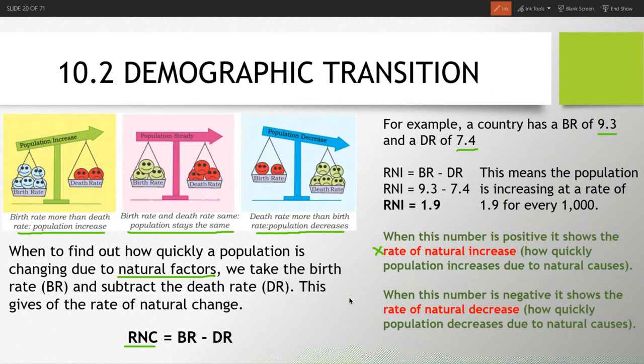You could also, depending on the situation, end up with a negative number. If your birth rate was lower than your death rate, you would end up with a negative number, and that would actually result in a rate of natural decrease or a negative rate of natural increase. Whichever way you want to look at it, as long as we understand the basic concept here is fine. These are numbers meant to indicate roughly how quickly population is increasing or decreasing in a given country or situation.